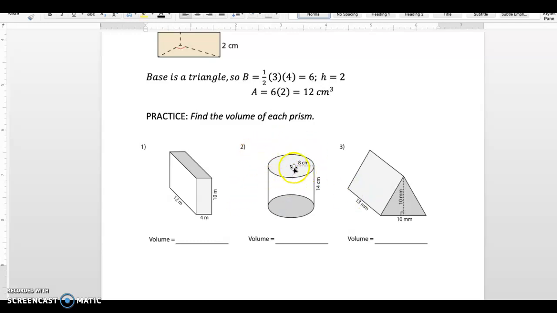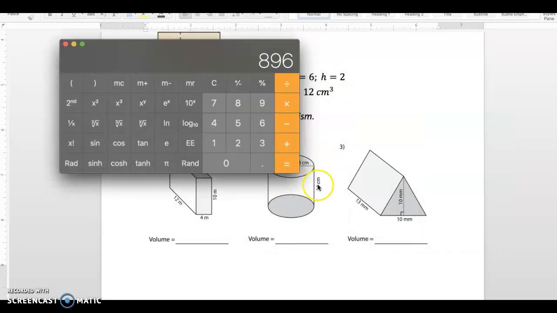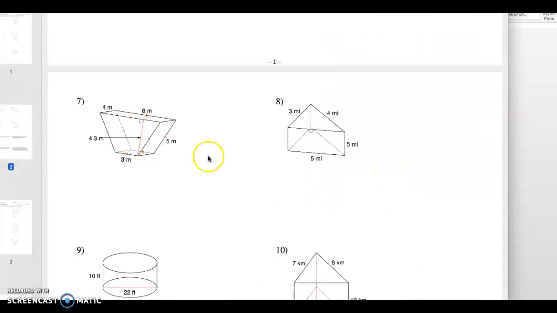Now, if we're talking about a cylinder, you take the area of the base, which is always going to be a circle for a cylinder, and leave your answer in terms of pi. So the area of the base would be pi r squared, or really just 8 squared, which is going to be 64 times pi. And then we multiply 64 by the height. So, oh boy, this is going to be a big number. 64 times the height, which is going to be 896 pi centimeters cubed.